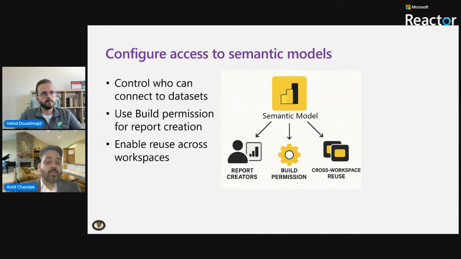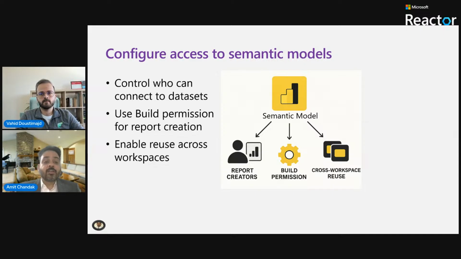Now, how do we configure access to the semantic model? First of all, when you create a Power BI report on your desktop, you only see one file. And these days we have more than one format, so you will see a folder with multiple files in it. But typically we treat it as one single file. But when we publish it on Power BI service, we get a semantic model and we get a report.